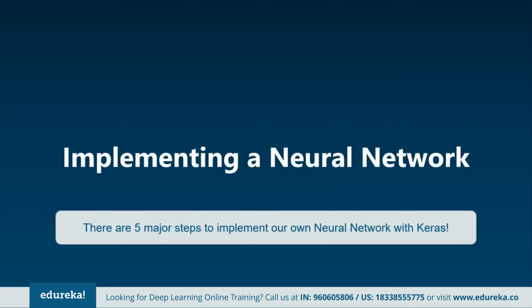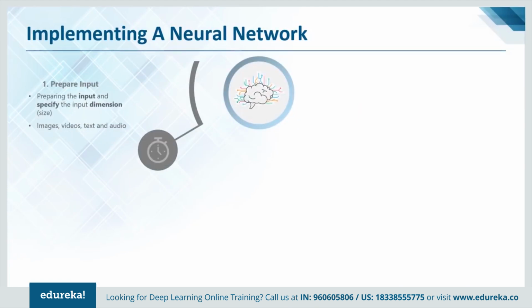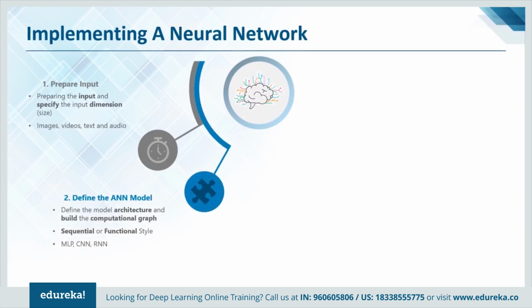Well, next, let's look at the steps needed to implement our own neural network using Keras. There are 5 major steps here, guys. So starting out, we need to prepare the inputs for the model. We do this by analyzing our requirements and specifying the input dimensions. Well, as you know, the common inputs are images, videos, text, or audio based on your model requirement. The next step is to actually define the artificial neural network model. Here we do everything from defining the model architecture to building the computation graph and also defining the style we'll be using for the model. It is as straightforward as that.